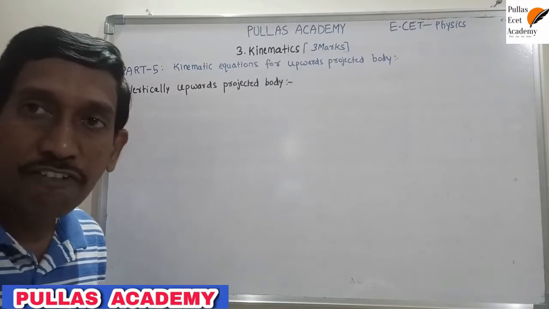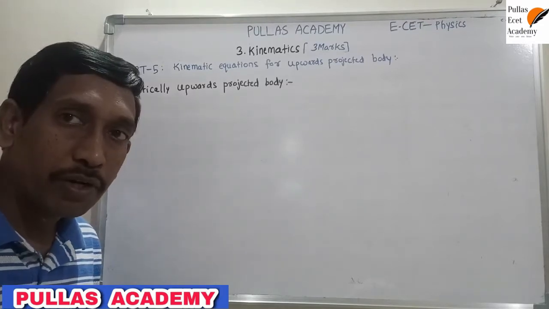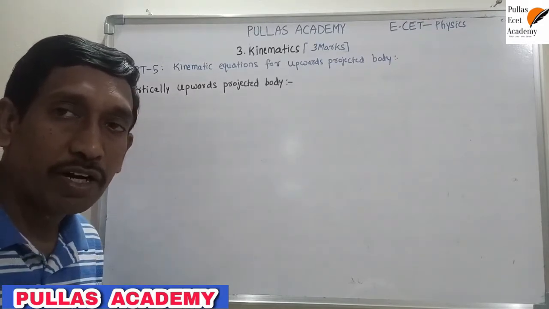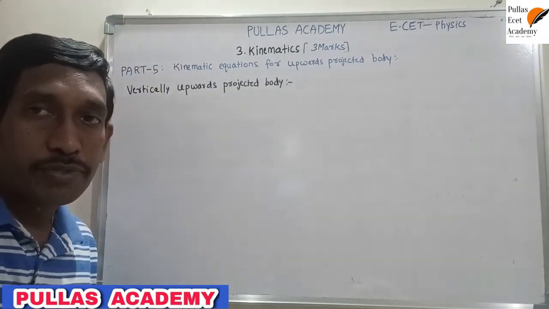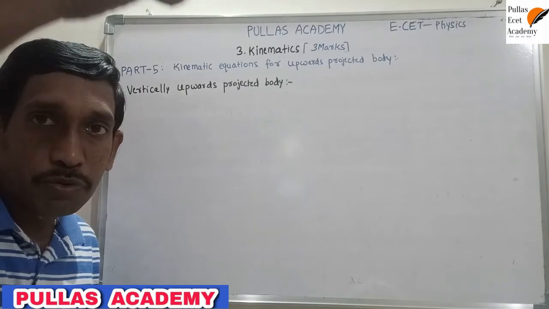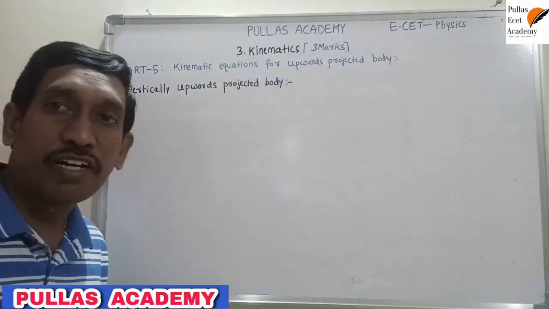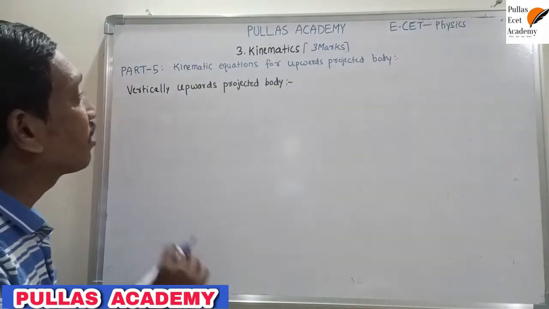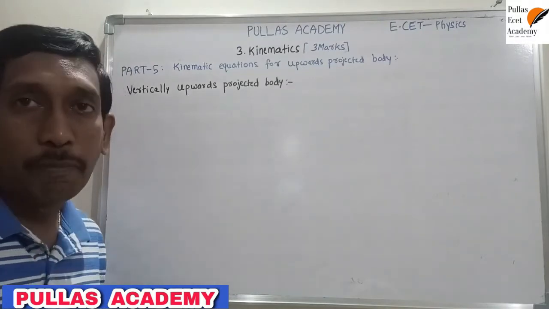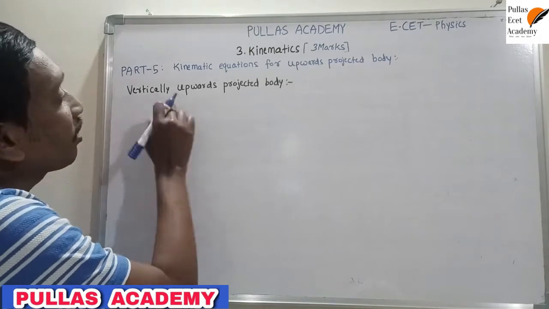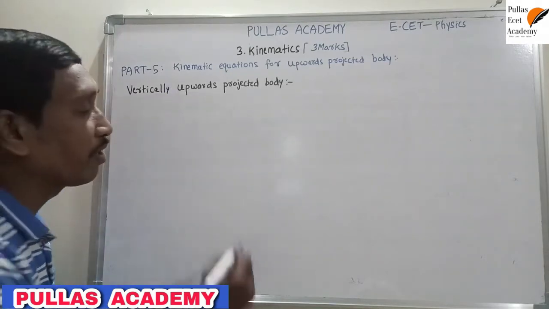We know what a freely falling body is. In the previous video we already discussed it. When a body is dropped freely from a certain height, the body moves along a vertical straight line downwards. That is called a freely falling body. In the same way, what is a vertically upwards projected body?